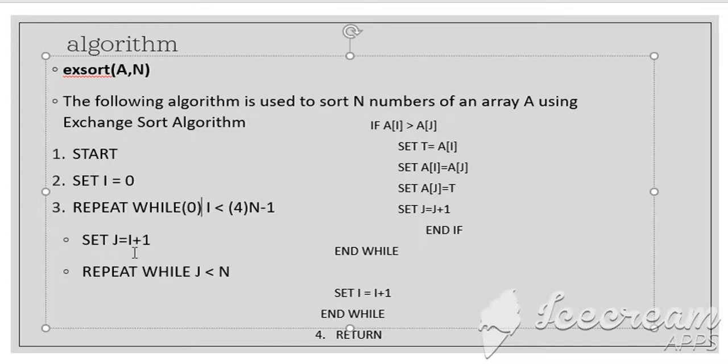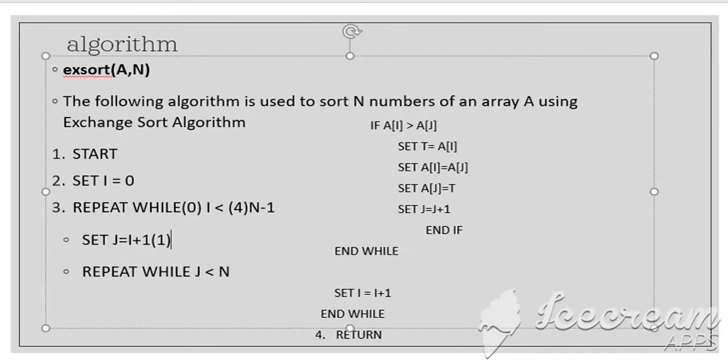Now I is 0. Set j equal to I plus 1. That means, as I equals 0, j will be 1 here. 1 now, because we need 0 to be compared with 1, right? That is the comparison that needs to happen.